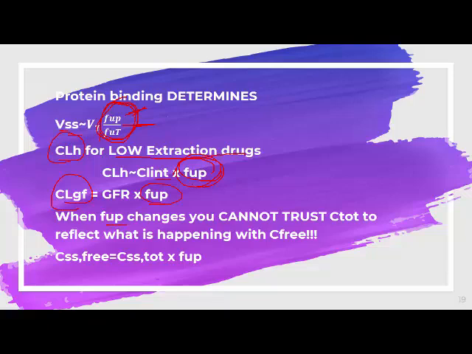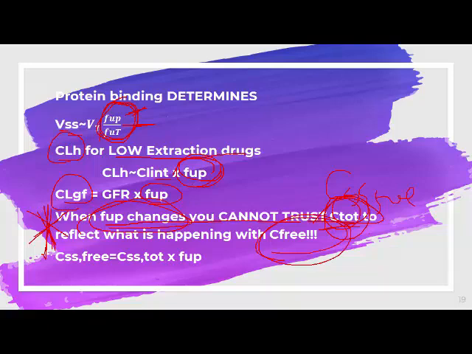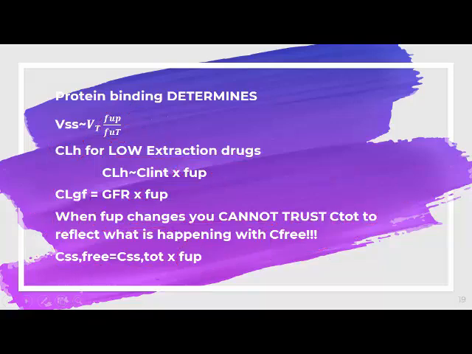When your fraction unbound in plasma changes, this is very important, right? You cannot trust your C total. The only time you have to look at CSS free is when there's been a binding change in the plasma. When there's been a binding change, you must look at C free, not at C total, to decide what you're going to do. Because we know CSS free is just CSS total times the fraction unbound in plasma. This is a really important point, guys. So binding, you can see, is very important, so we need to understand it.